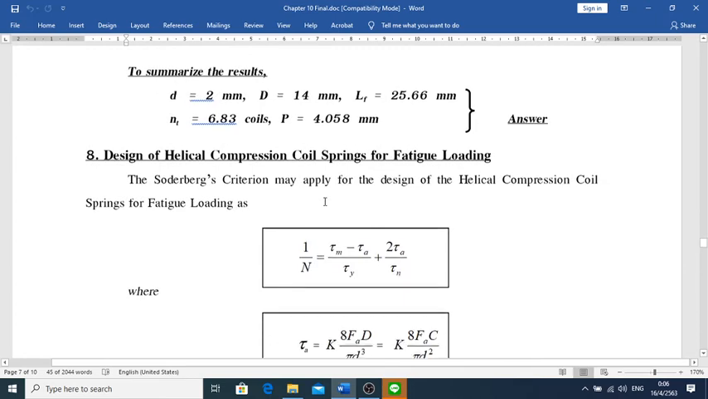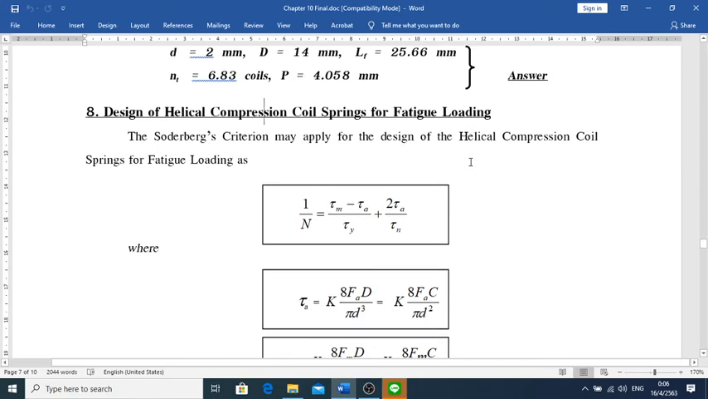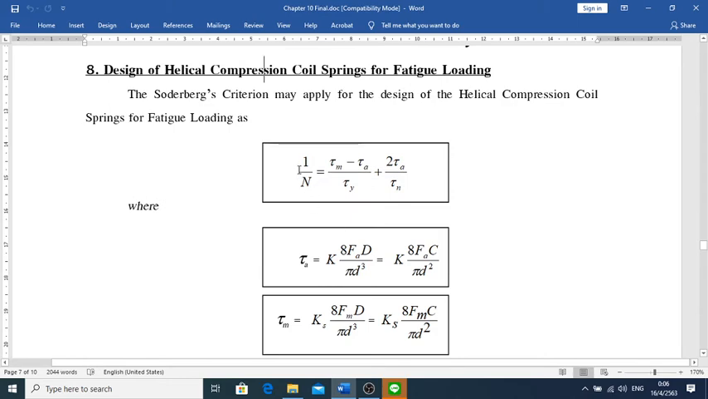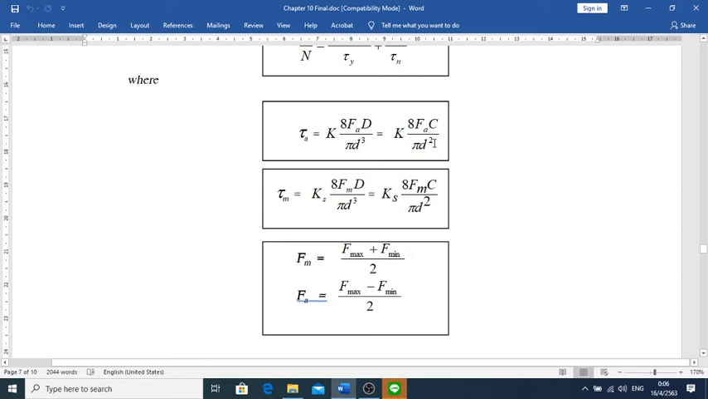And for the last one, design a helical coil spring for fatigue failure. Of course, the spring is never for a static load anymore. The load is going to change with time, of course. So therefore, the Soderberg criterion is going to be applied on the helical spring. The equation of Soderberg can be applied as 1 over n equals (tau sub m minus tau sub a) over tau sub y plus 2 times tau sub a over tau sub n, respectively, where tau sub n is equal to this equation and tau sub m is equal to this equation, where you may figure out this is k sub s, respectively.